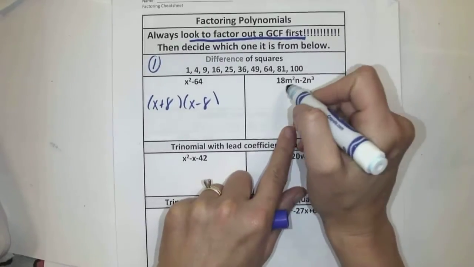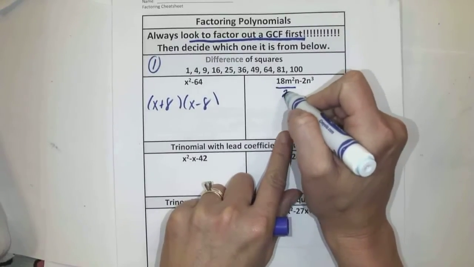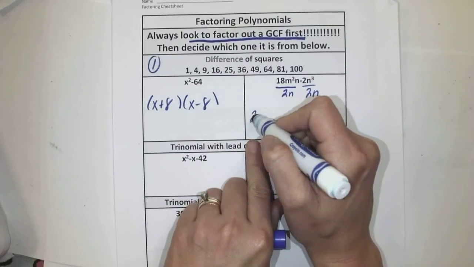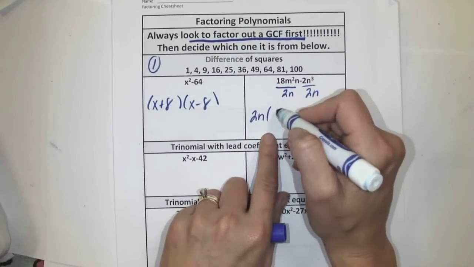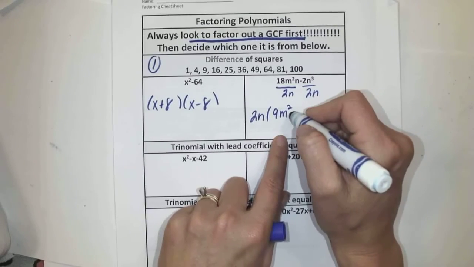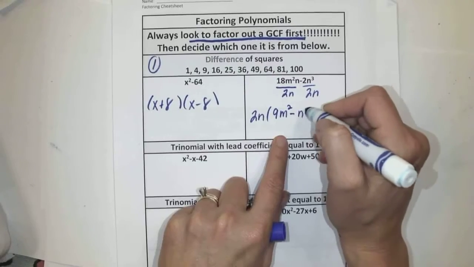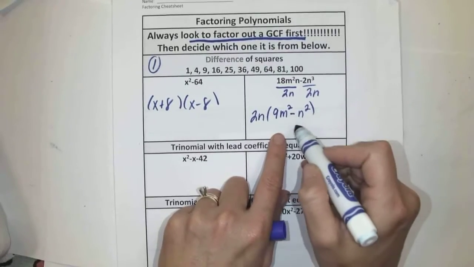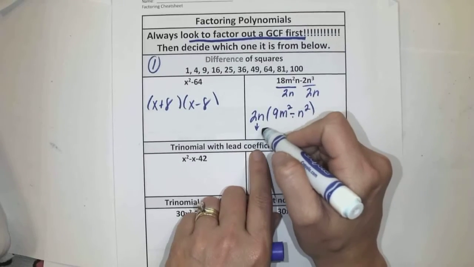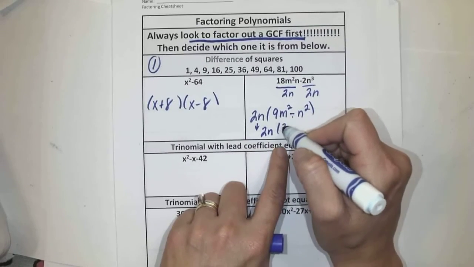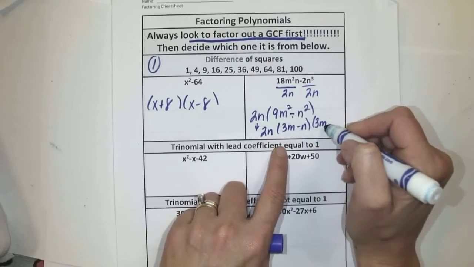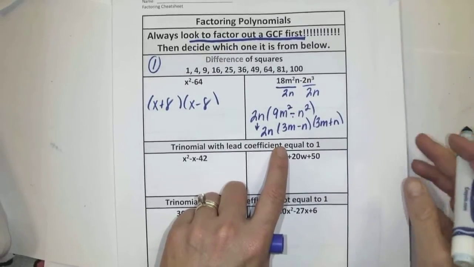Over here I see that I can take out a GCF of 2n. Take out means divide out, put it out in front. When I do that, I get 9m squared minus n squared in this particular one, which is a difference of perfect squares. Bring down my GCF, 2n, 3m minus n, and 3m plus n, to kind of remind you how you did those in Algebra 1.